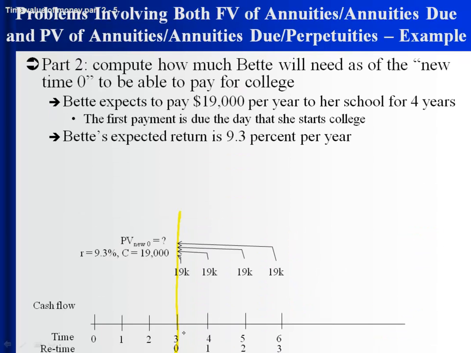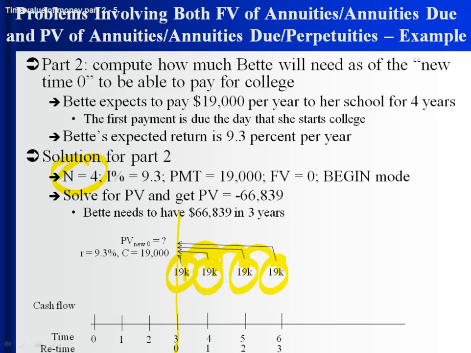So again, 19 plus 19 over 1.193 plus 19 over 1.193 squared plus 19 over 1.193 to the third can be viewed as the present value of a 4-period annuity due. There are 4 payments of 19,000, begin mode. Starting right away, when she heads off to college, she needs $66,839. That's how much she needs in 3 years. If she has that, she can take out 19, earn some interest, take out another 19, earn interest on what's left, and take out 19, earn interest, and take out the final 19.